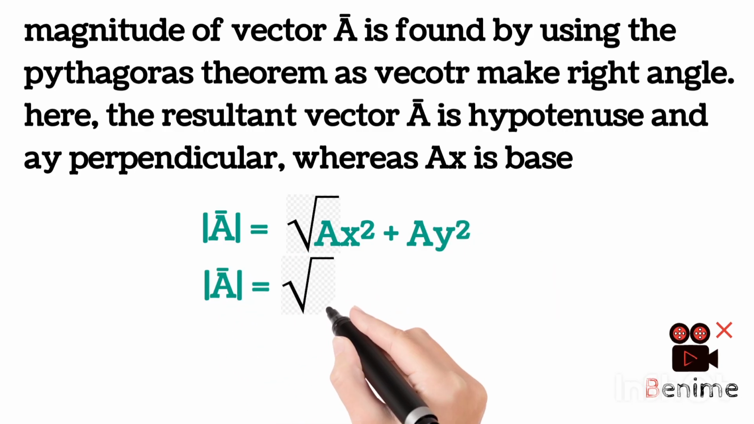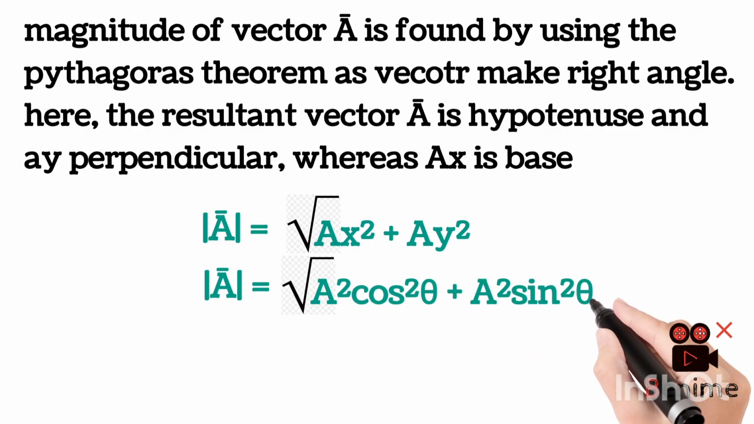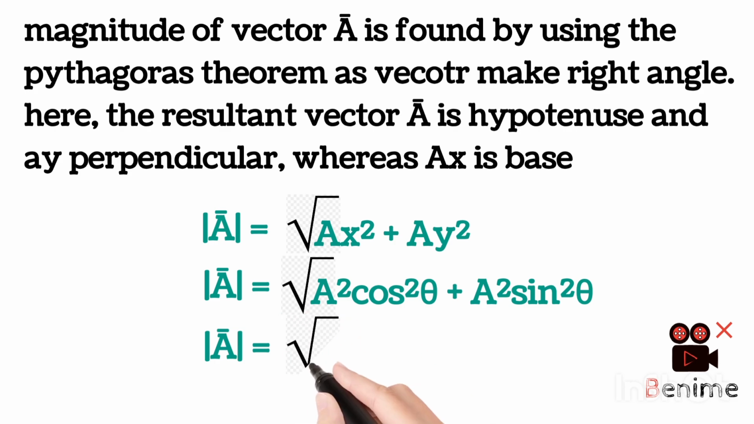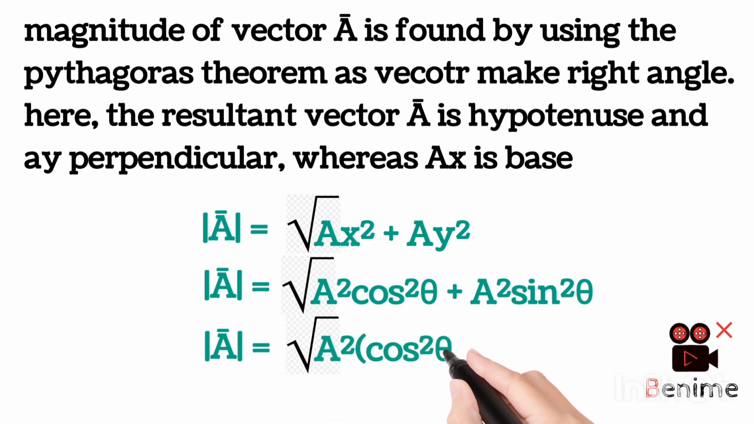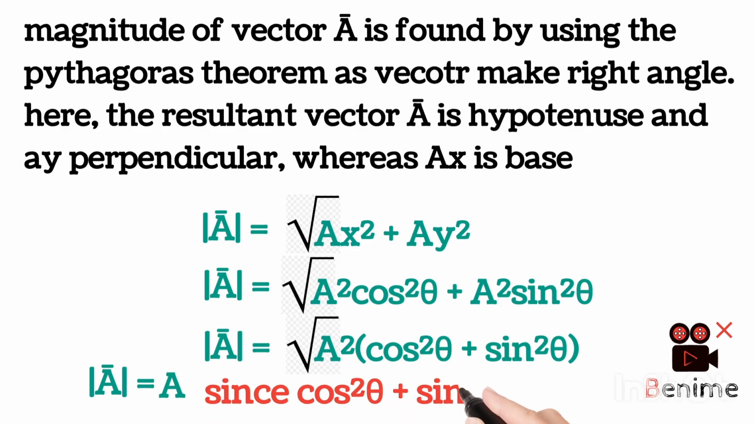This is the relation for a single vector to find magnitude. The direction of the vector is defined by the angle between the horizontal axis and vector A, which is given as angle theta equals tan inverse of y component divided by x component of a vector.